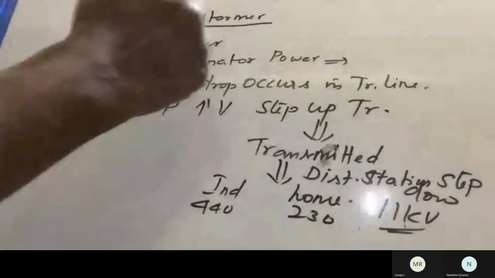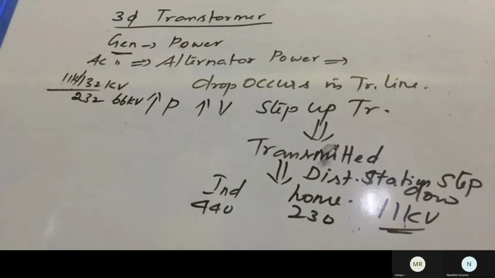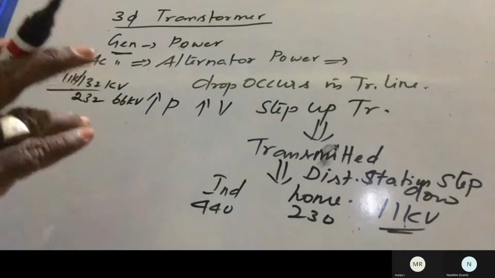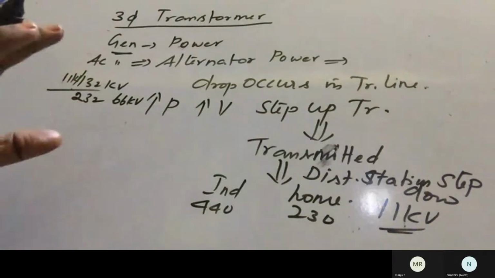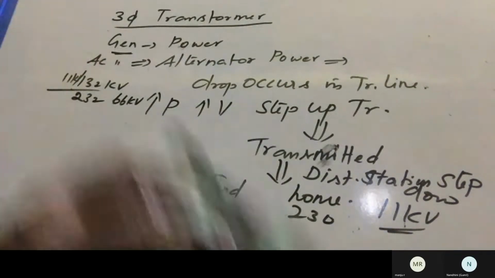In this case we use a 3-phase transformer, so we have to take the 3-phase transformer connection. How can we take it? Here we have 3 windings, that is 3 transformers, and we have to connect them either in star connection or in delta connection. Whenever we take a 3-phase transformer, it is either star or delta connection.